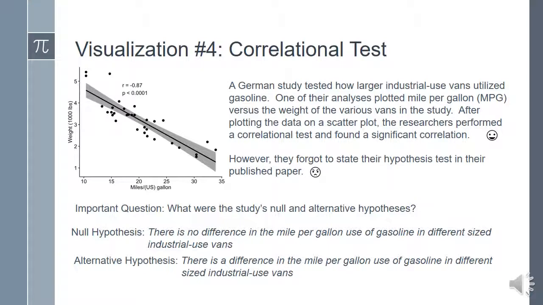Again, in developing our null hypothesis, we're setting it up to be rejected to support an alternative hypothesis. And our null hypothesis, again, is expressed usually as no significant relationship being present. So, in this case, our null hypothesis would be that there is no difference in the mile per gallon use of gasoline in different sized industrial use vans. Our alternative hypothesis then becomes there is a difference in the mile per gallon use of gasoline in different sized industrial use vans.